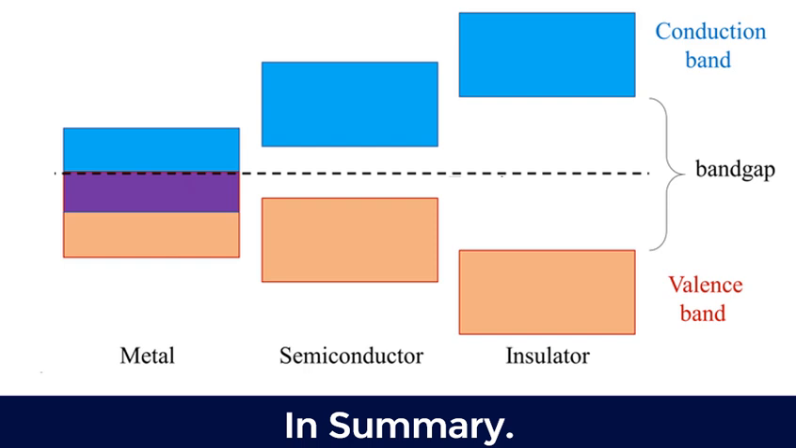In semiconductors, we said the forbidden gap is small, such that if an electron was to gain enough energy, it can be able to cross over to the conduction band.